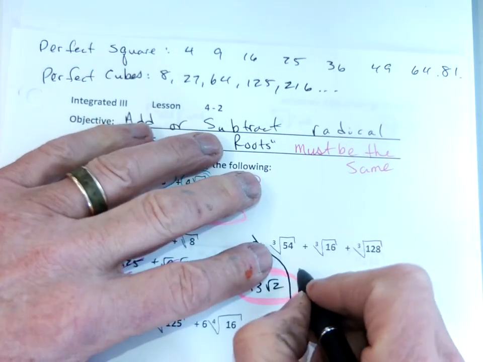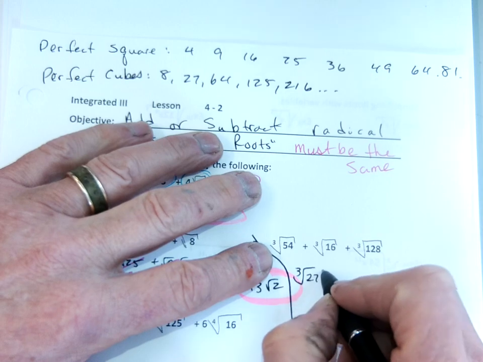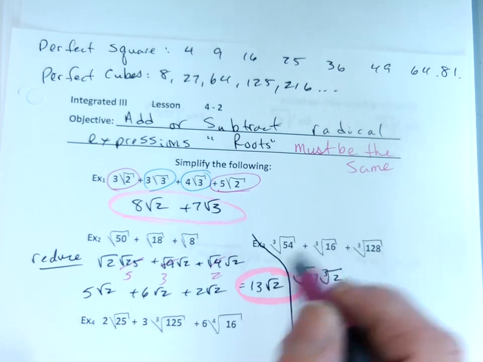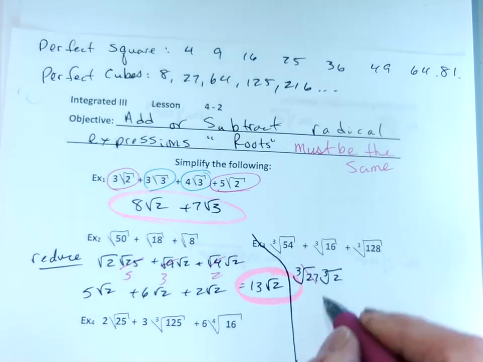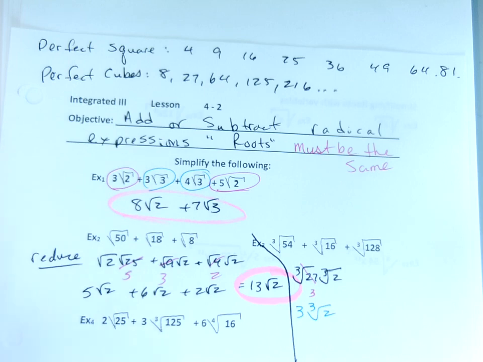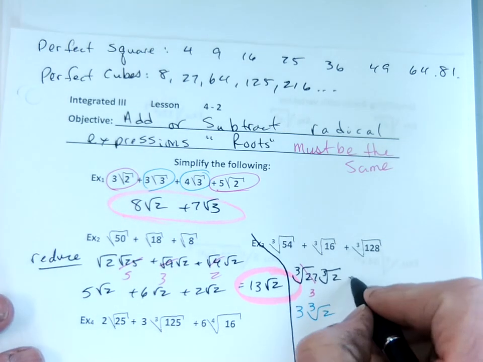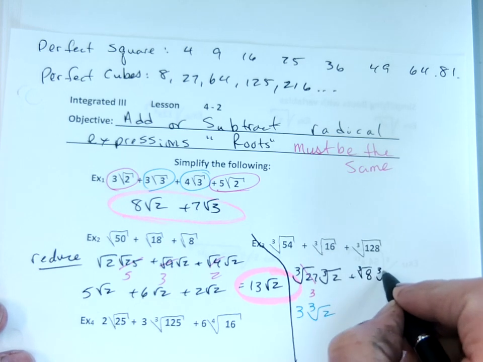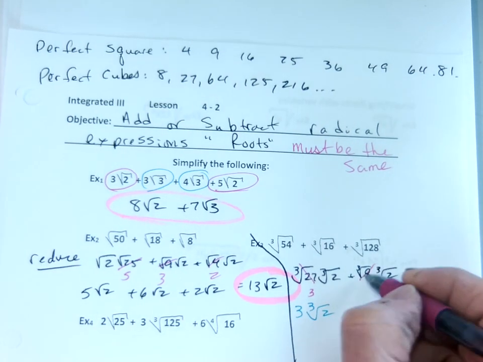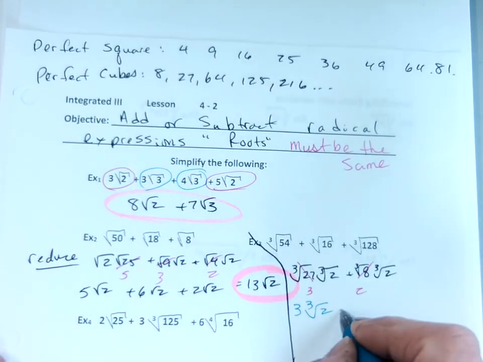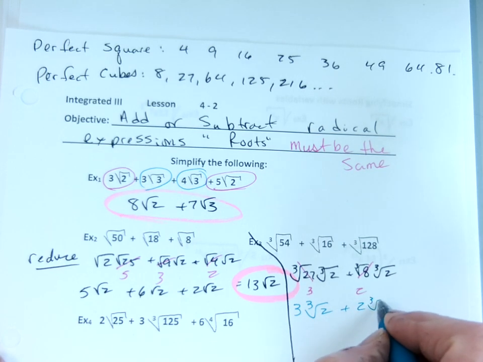So I'm going to rewrite this as the cube root of 27 times the cube root of 2. Why? Because the cube root of 27 is just a 3, and I get 3 cube roots of 2. The cube root of 16, I'm going to rewrite as the cube root of 8 times the cube root of 2, because the cube root of 8 is 2, and I'll have plus a 2 cube root of 2. Okay, those are the same.